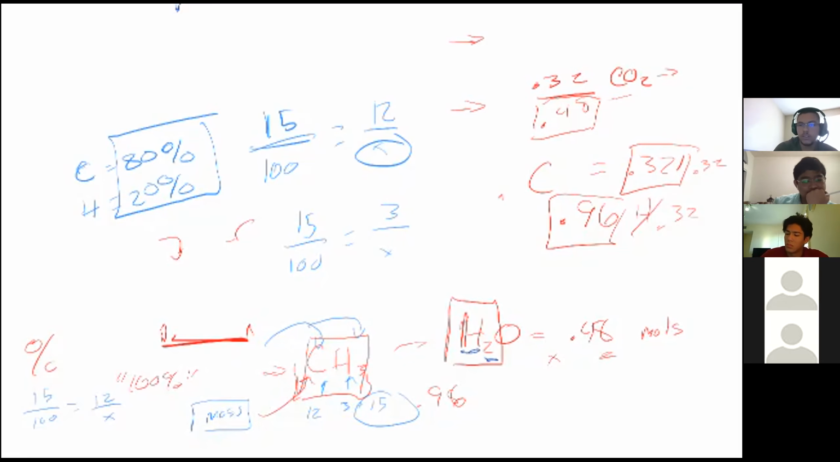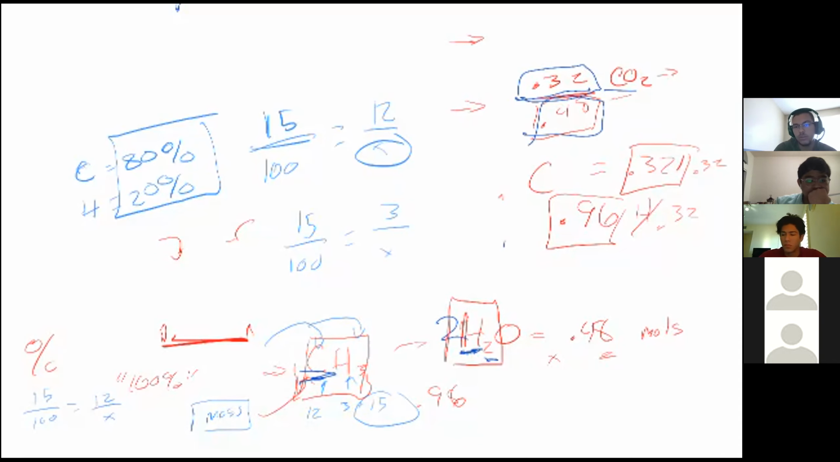Like how there was a 1-to-1 for the number of carbons in carbon dioxide and the number of carbons in the alkane that we were looking at, there's also a 1-to-1 for the number of hydrogens on the right side as well as on the left side. The only thing is that there's a 2 in front of the water. So this right here, the 0.48, that's the amount of moles of water.